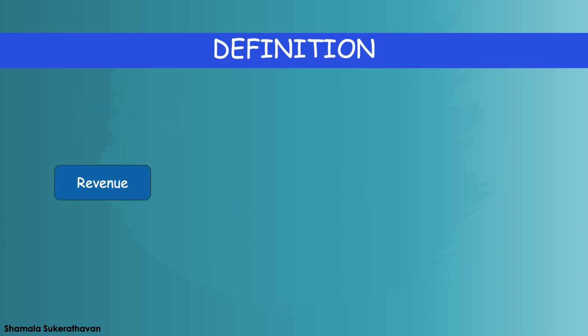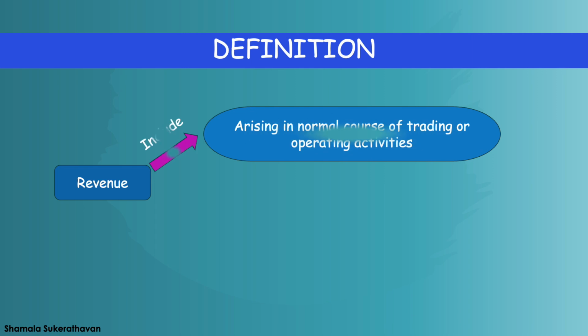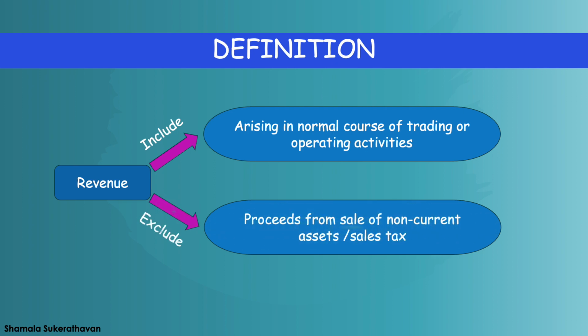Please note, revenue presented in the statement of profit or loss is income arising in the normal course of trading or operating activities. It should not include proceeds from the sale of non-current assets or sales tax.